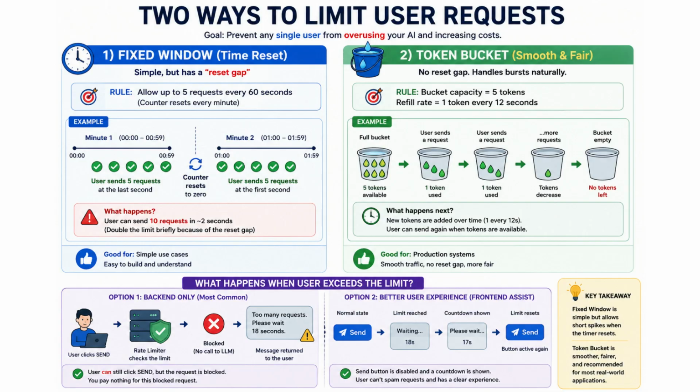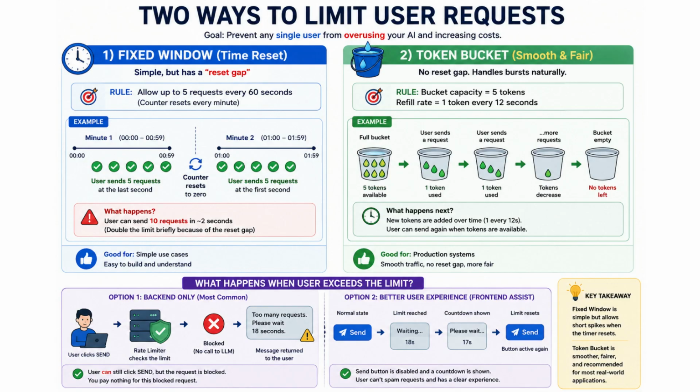When a user reaches the limit, your application has two options. The most common approach is to let the user click send, but the server blocks the request and returns a friendly message such as, "Too many requests. Please try again in a few seconds." Because the AI model is never called, you pay nothing for that blocked request. For an even better user experience, the application can temporarily disable the send button and display a countdown timer. Once the waiting period ends, the button becomes active again automatically.